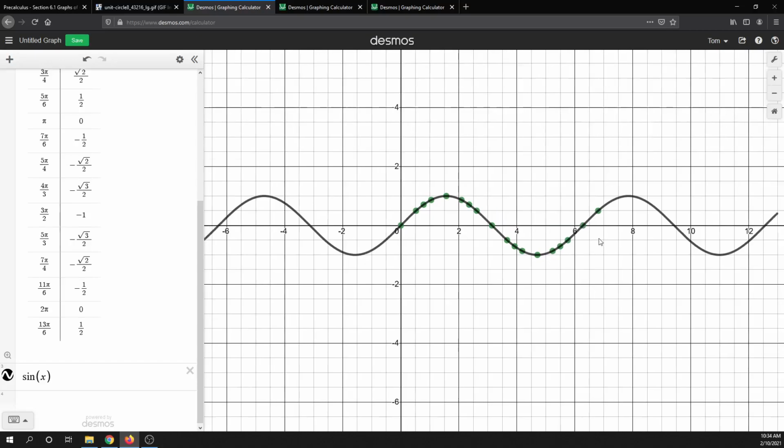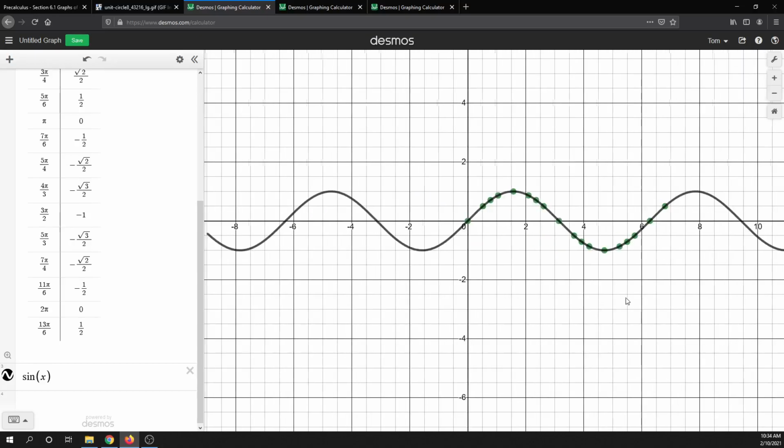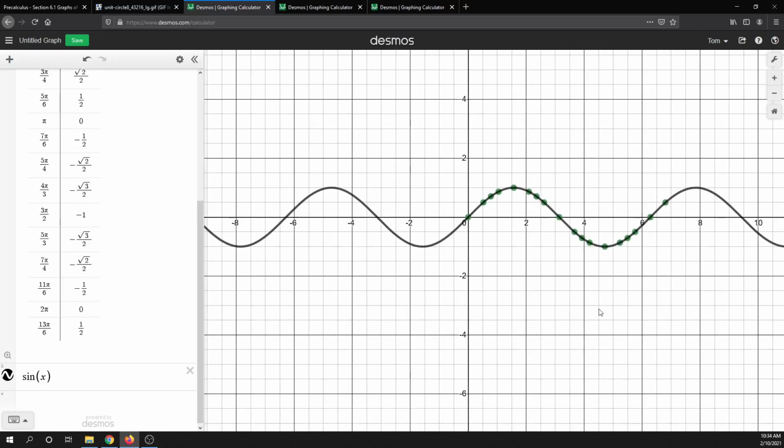And then you can see it just repeats that pattern over and over again. It goes up, comes back down, goes down to this minimum point, comes back up to the x-axis, and it repeats over and over again like so.